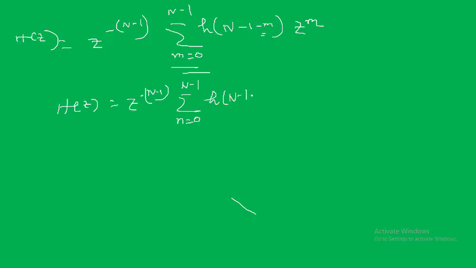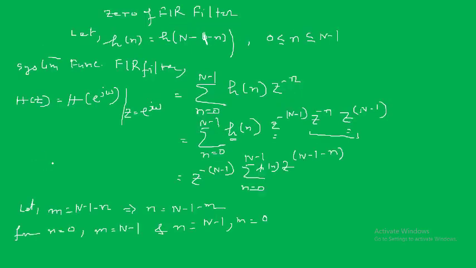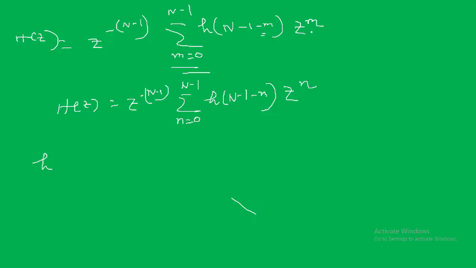So this thing we are getting is z to the power of n. Now this is what we have already taken in the first equation. If you go back there, in the first equation, what we have taken is h of n equal to this thing. Okay, so here we have already taken that h of n is equal to h of n minus 1 minus n. So this thing and this thing, they are the same.